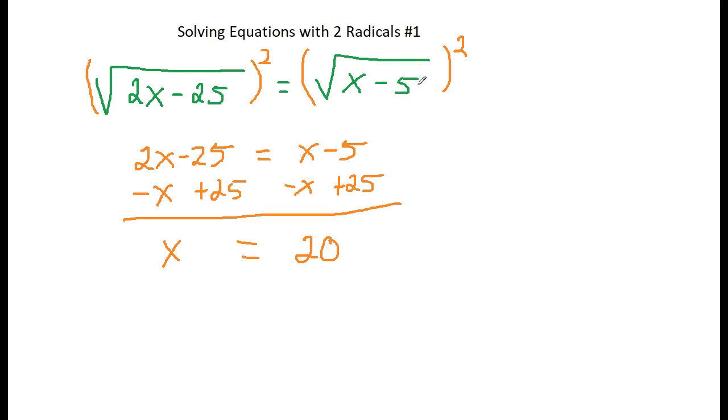You can plug it in. You can either do it mentally like I just did, or you can actually write it out. That is the way to check to see if it works.